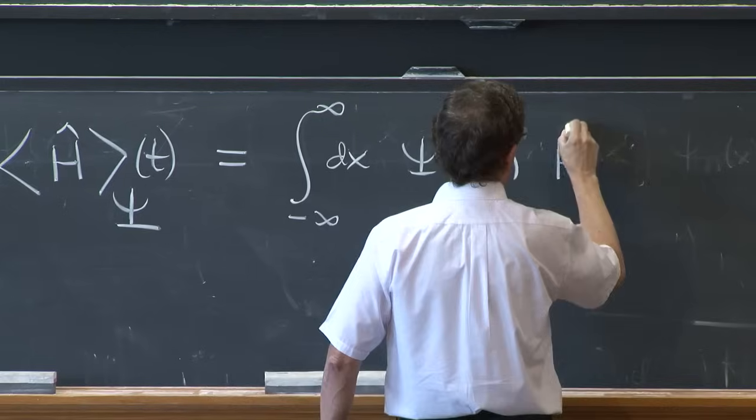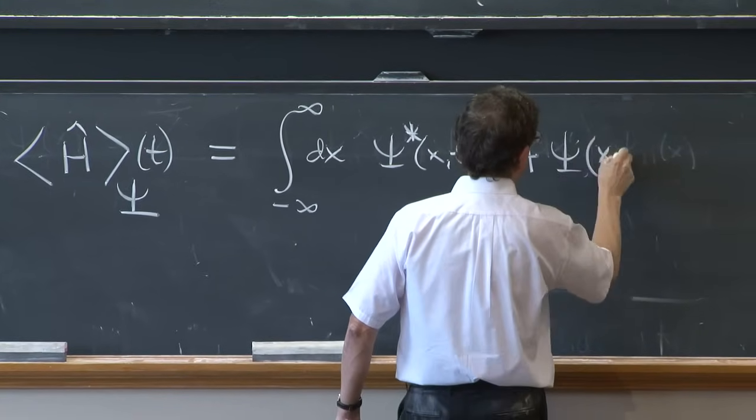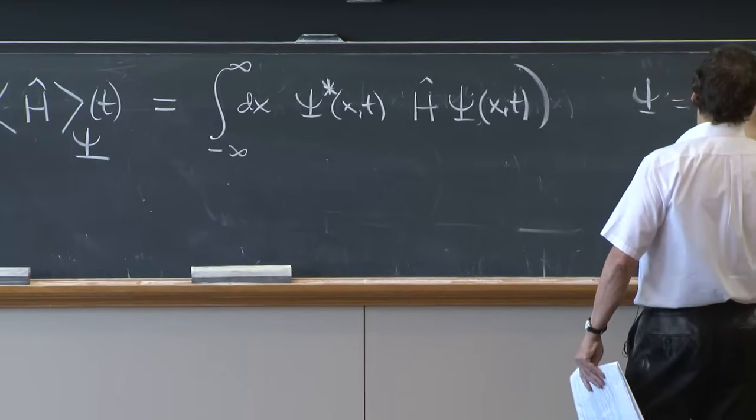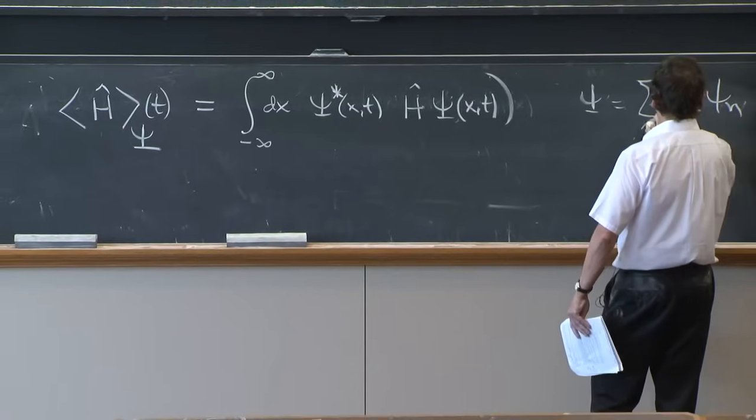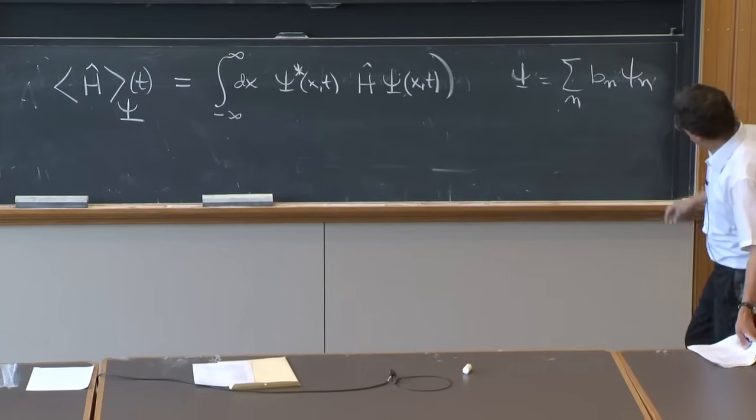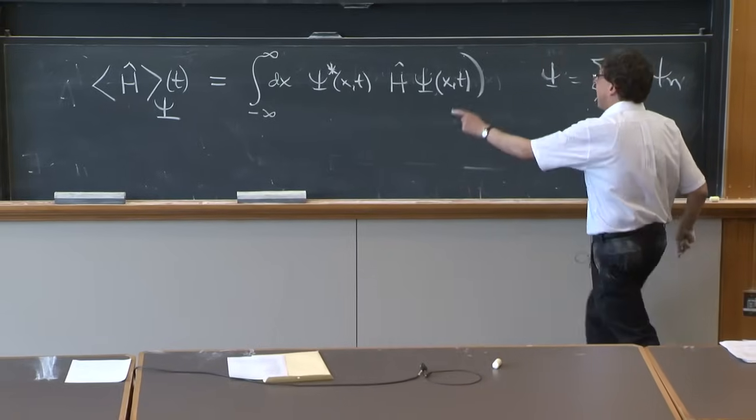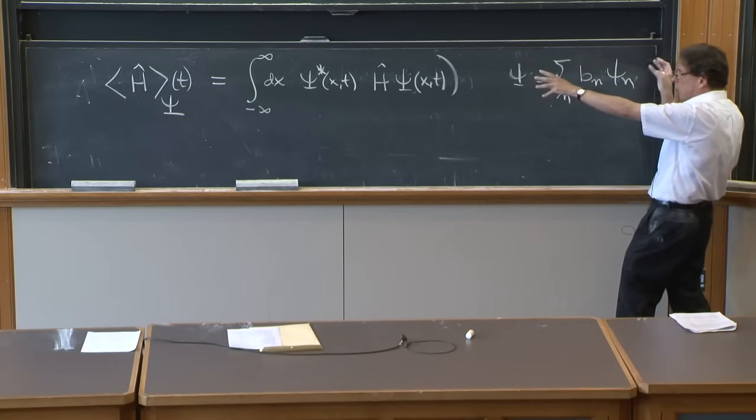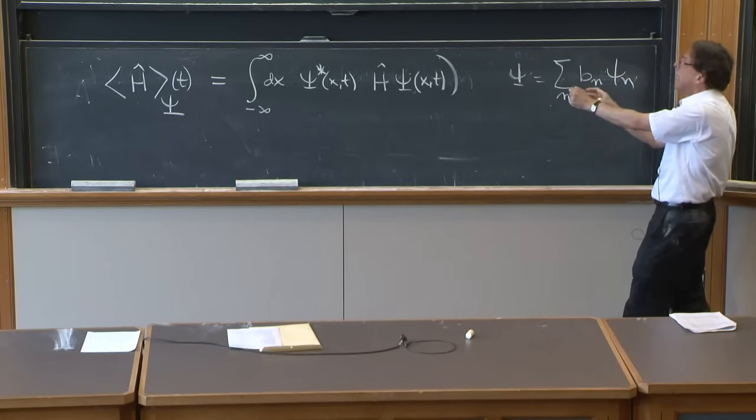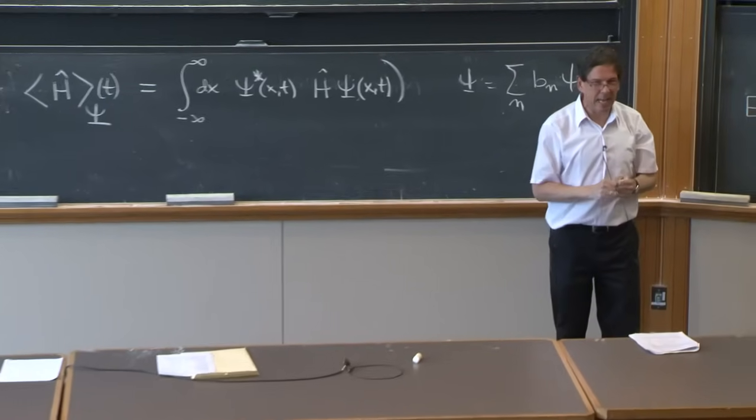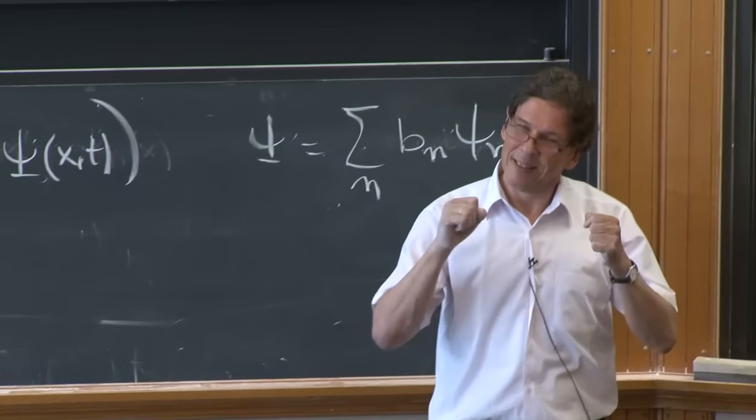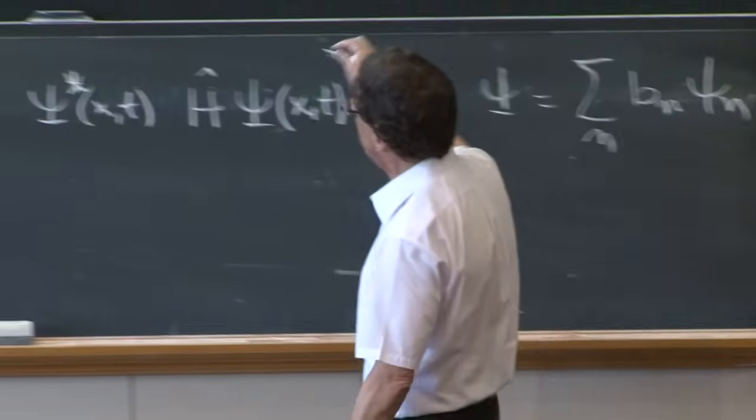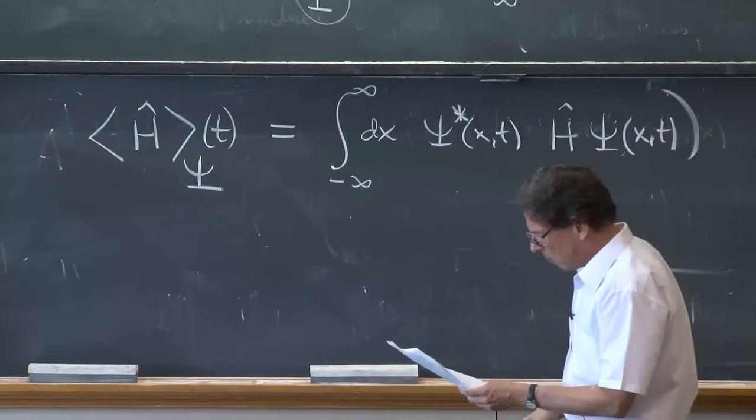And you have H on psi of x and t. And then you must substitute this psi equal the sum of b_n psi_n's. And you have two sums. And the H acting on each psi_n, you know what it is. And then the two sums, you can do the integral using orthonormality. It's a relatively standard calculation. You should be able to do it. If you find it hard, you will see it, of course, in the notes. But it's the kind of thing that I want you to review.